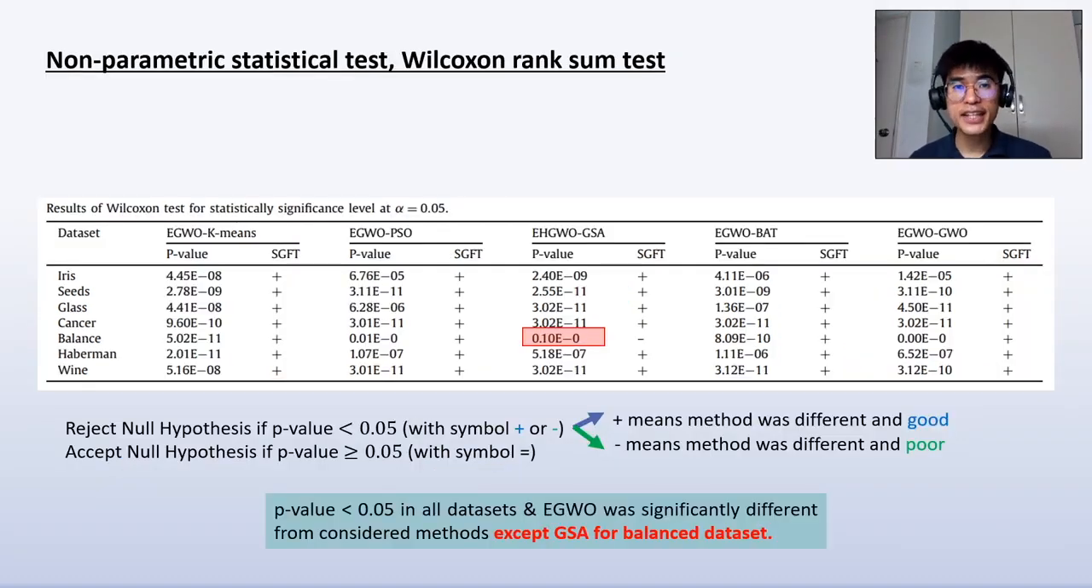After that, to validate the performance difference of the proposed and tested methods, the Wilcoxon rank sum test was conducted at 5% level of significance. As you can see from the small box at the bottom, the p-value is less than 0.05 in all the datasets, and EGWO was significantly different from the considered methods except GSA for the balance dataset, which was shown by the red color box over there.